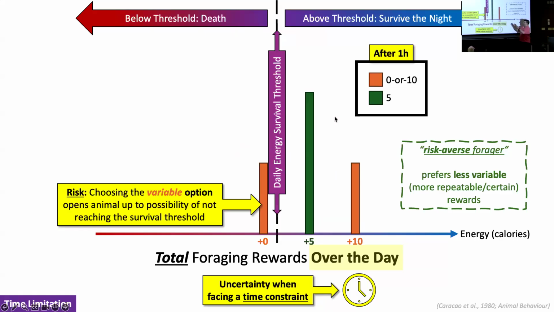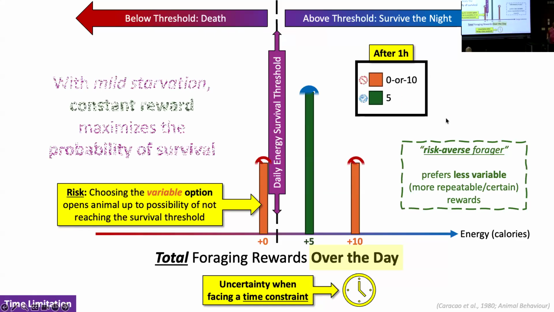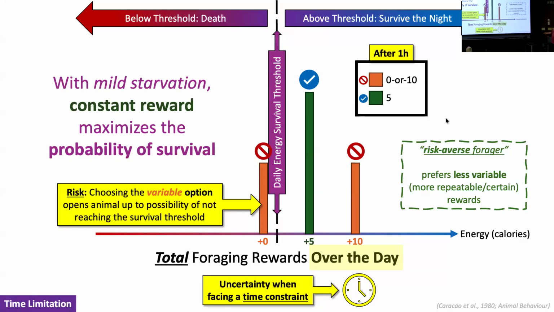Why risk it? You go for the consistent rewards, you can pay your rent, everything's fine. Theoretically, there is a universe in which you could do really well, but there is another universe where you're going to die. So you may as well say, I'm going to hedge my bet. I'm going to take a hit in reward and potential reward in order to get certainty of survival. So that's what we refer to as a risk-averse forager. But so mild starvation, we would expect a risk-averse forager.